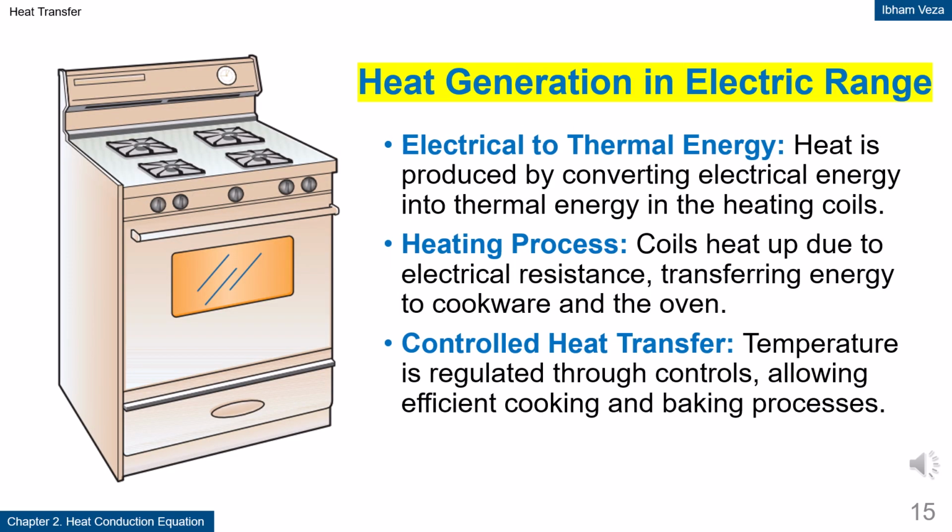Heat generation in electric range. Heat is generated by converting electrical energy into thermal energy through electrical resistance. The heating elements become hot due to the electric current flowing through them. This thermal energy is then transferred to the cookware and the oven chamber. This process is an example of internal heat generation in a solid medium. Control systems are used to regulate the desired temperature level.